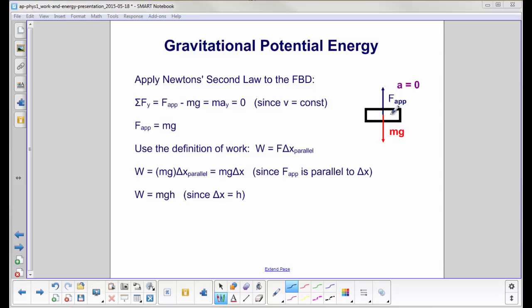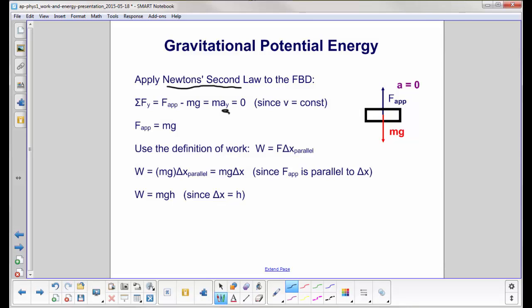Since we have a free body diagram over here, we'll now apply Newton's second law. And you'll notice the subscript here, y. That shows you that we're now working in two dimensions. So the sum of the forces in the y direction is equal to the applied force, the person lifting the book, minus mg, which will equal ma sub y. Again, note the subscript. That will equal 0 since v is a constant. That tells us that the applied force is mg.